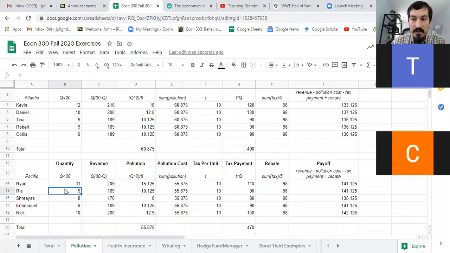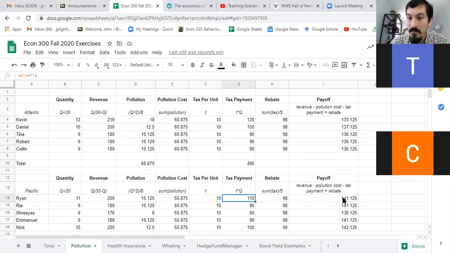Okay, how about in the Pacific? The person who did the best was Nick with 10. Nick with 10 did the best. Ryan went up a little bit to 11, but remember, because of this tax payment, he paid a little bit more, but really this is pretty much all the same. It really looks all the same, doesn't it? There's hardly a difference in this one. But your total payments actually were pretty good, weren't they? I think you did better with the taxes than without, with this whole tax payment and tax rebate system.